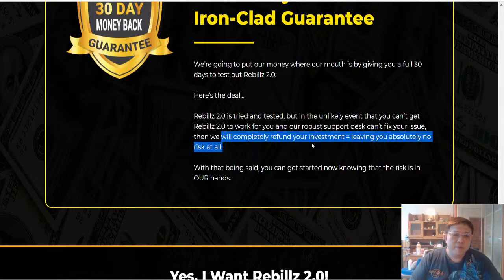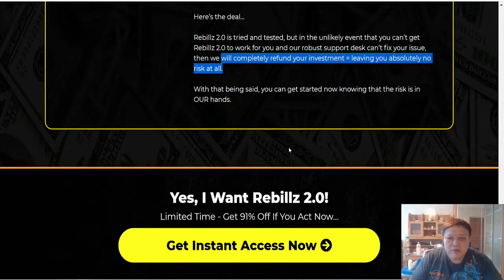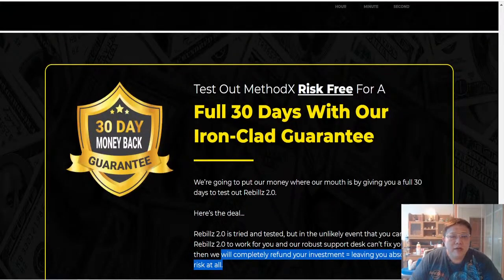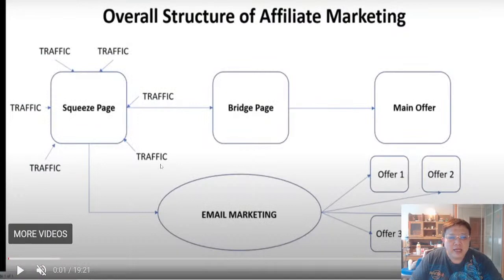Okay, no risk at all. And with that being said, you can actually get started now, knowing that the risk is actually in their hands. So if you think about it, Rebillz 2.0, again back to my slide, they're showing you what vendors they're using personally, what offers to promote to enjoy recurring money commissions. And if you purchase upgrade number 1, they're giving you the exact swipes that they're using.